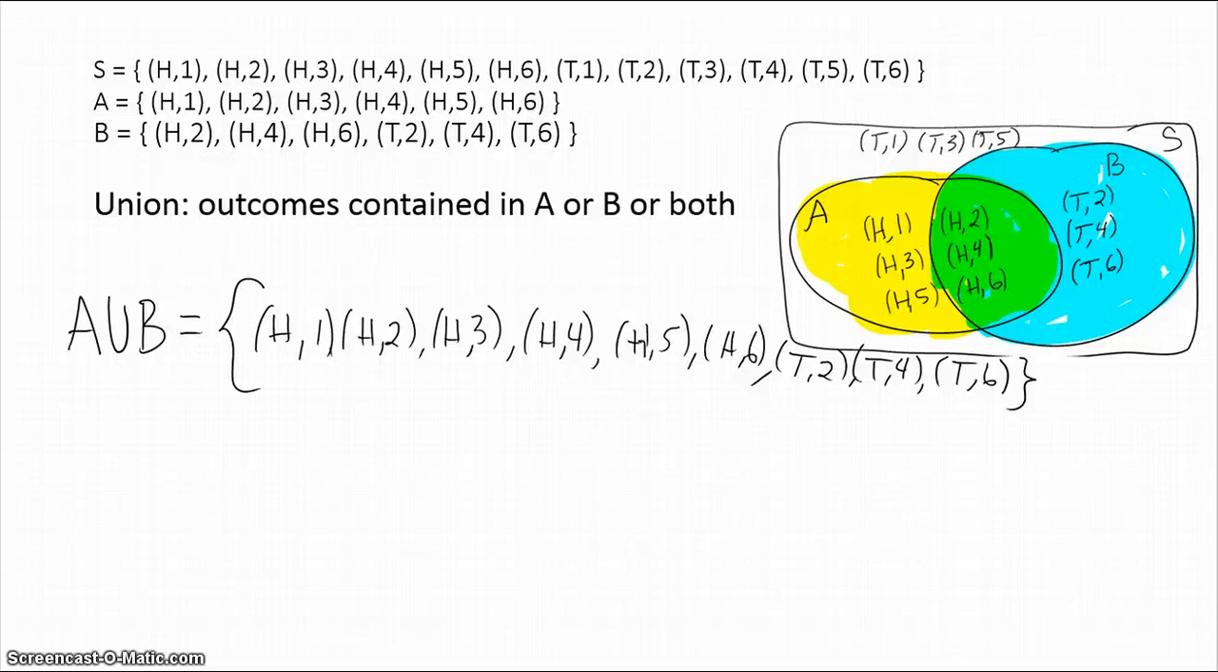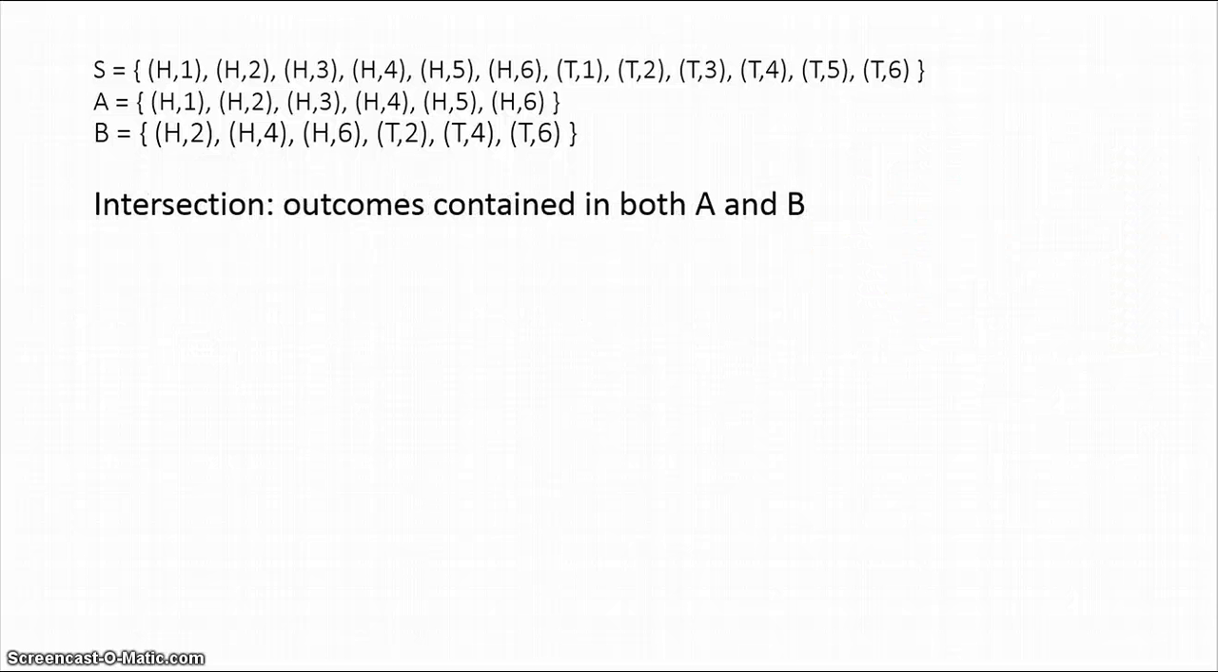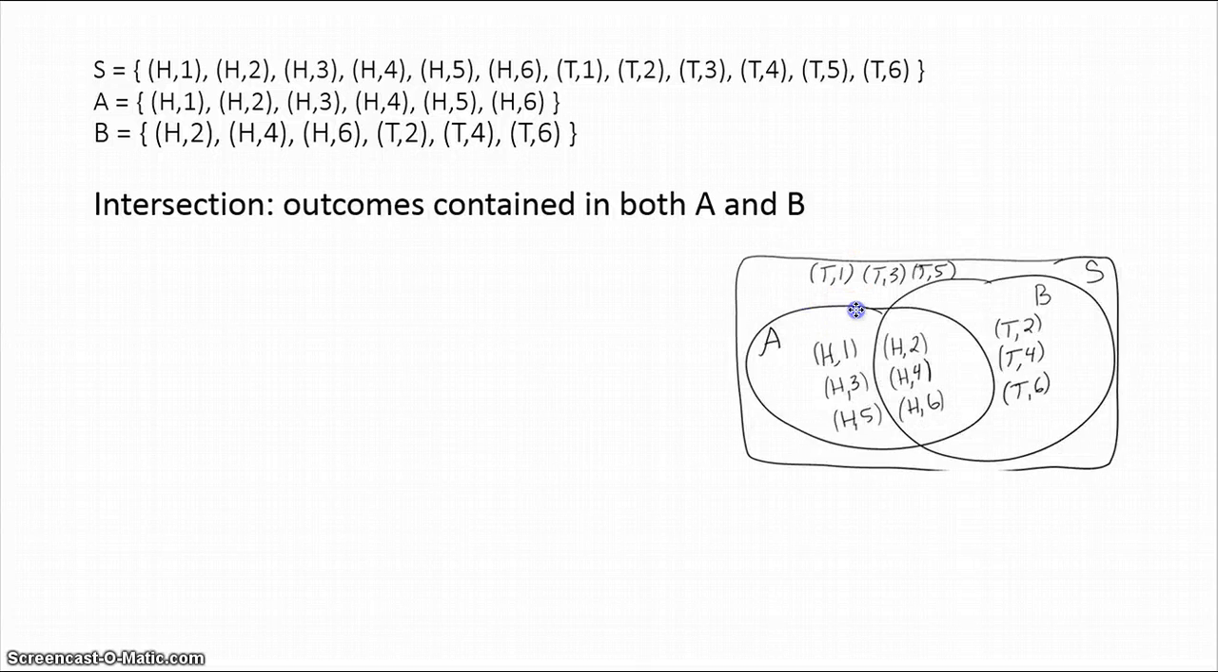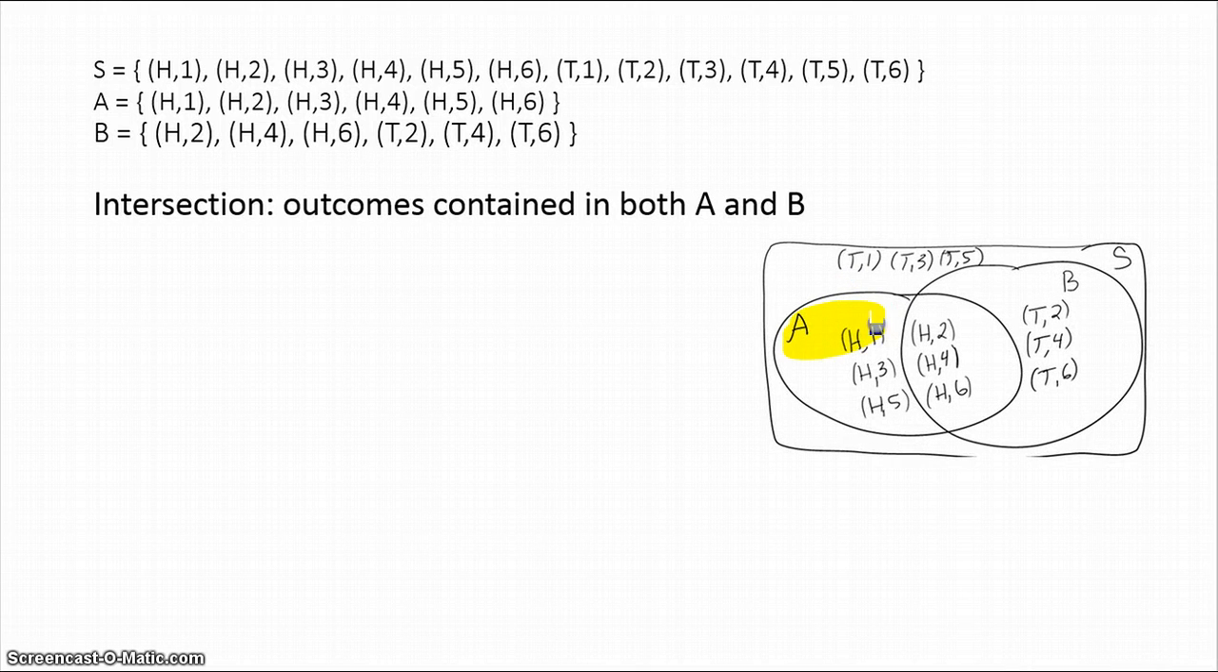So let's look at intersection. The intersection of events A and B is the set of outcomes that are contained in both A and B. So looking again at our Venn diagram, I have event A, I have event B, and the intersection is this part here where they overlap.